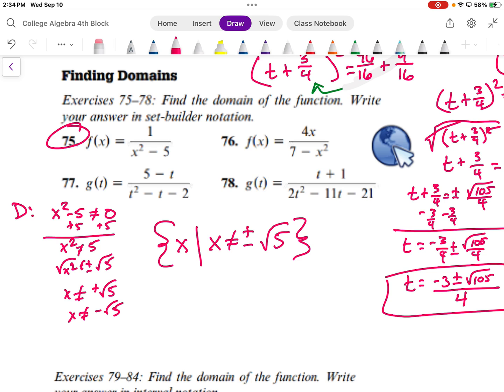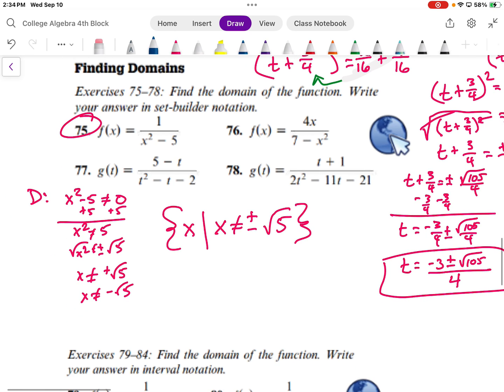Do you want me to do 78? Yeah? Okay. Here we go. 78. Do it in blue. So the bottom, I'm going to use x's. 2x squared minus 11x minus 21 is not allowed to equal 0. Coach is thinking. Yeah, it's factors. So this does factor. We could use quadratic formula, but it does factor.